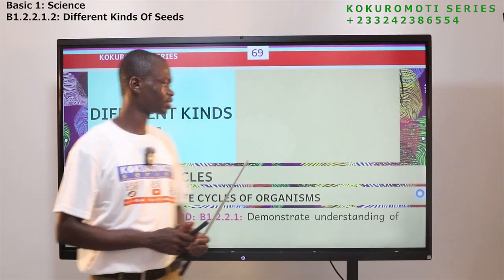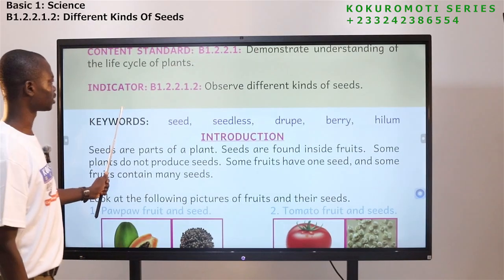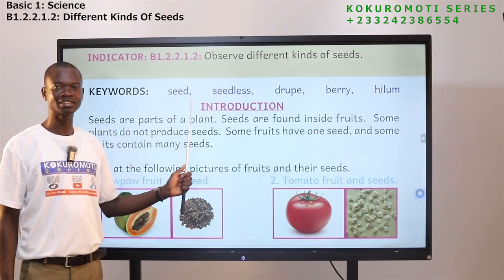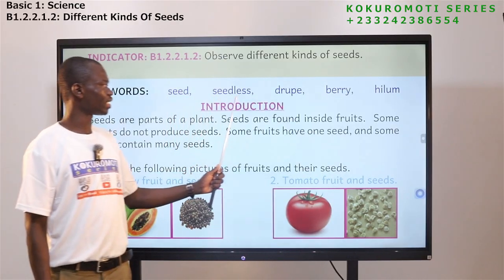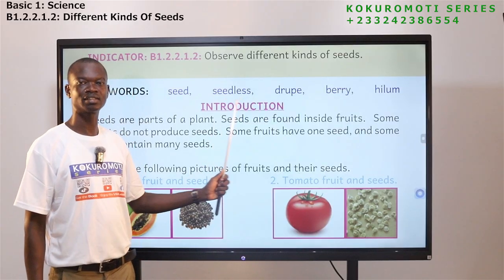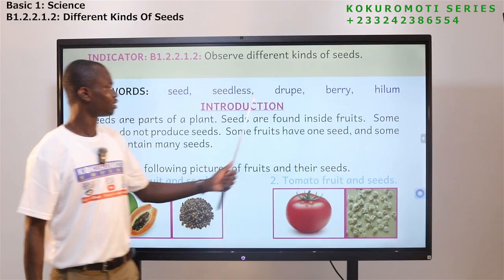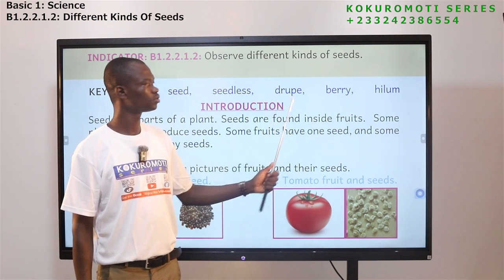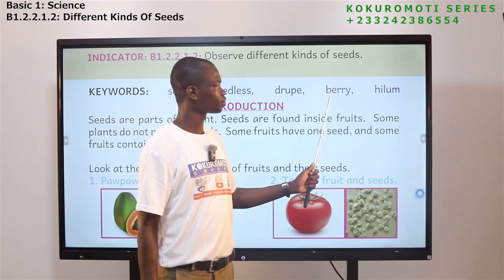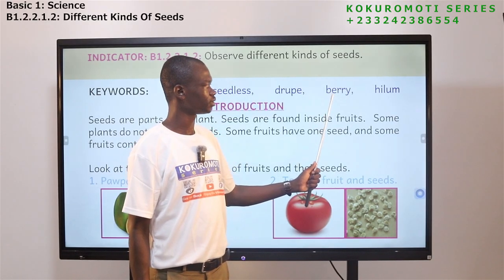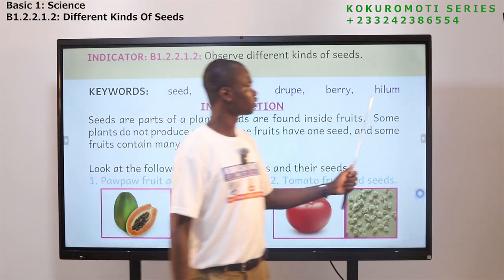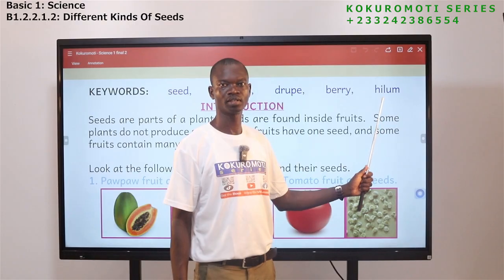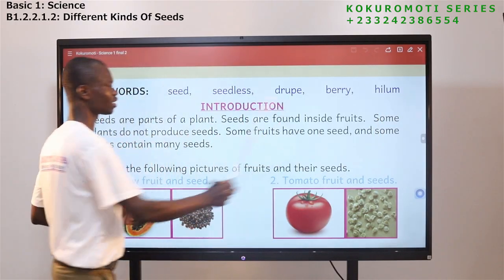Now in this lesson, there are some words that we are going to see. We have seed. The next word is seedless. The next one is droop. The next word is berry. We have hilum. So these are the words that we are going to see.